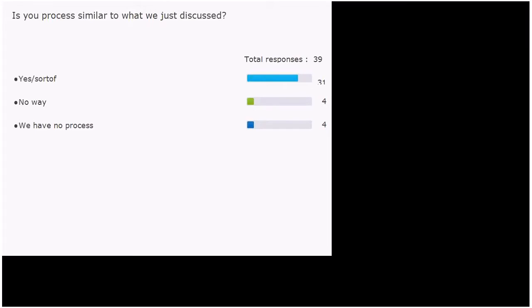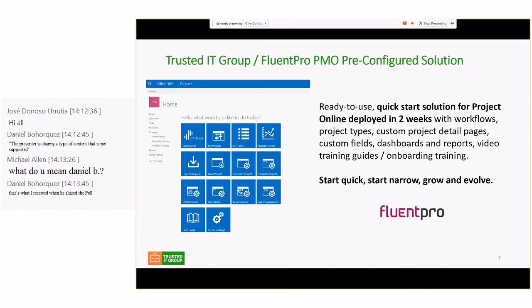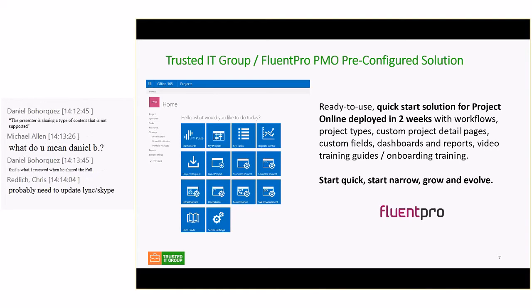All right, let me go ahead. Let's go back. I want to set the stage for what you are about to see. We have a partner by the name of Fluent Pro, and they are a software developer for Project Online. So we are a consulting firm, they are a software development organization, and together we have this trusted IT group, Fluent Pro PMO pre-configured solution. So what you're going to see is this Project Online pre-configured environment. We deploy this basically in 2 weeks, and it comes with workflows, project types, custom project detail pages, and I'll highlight what all these are, but I don't want to spend too much time on this.